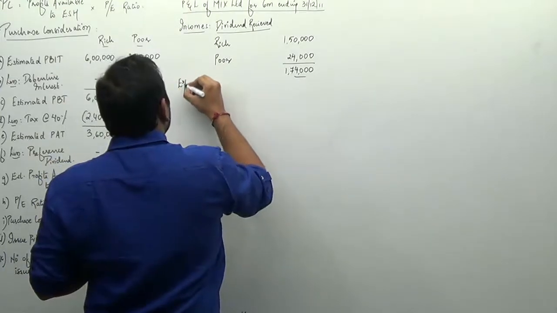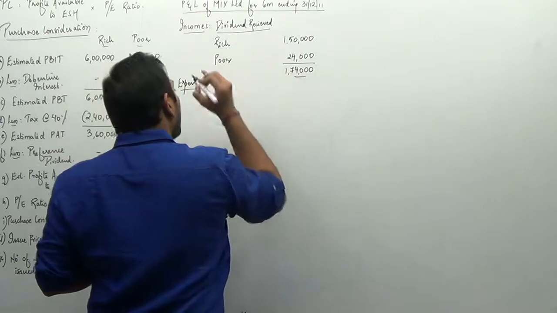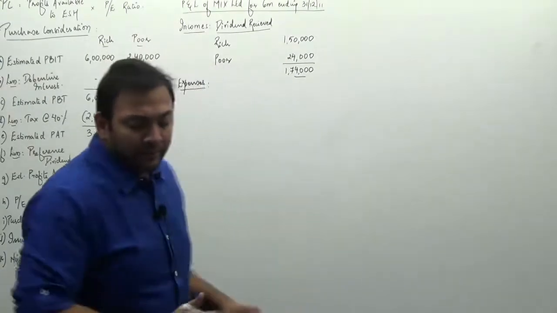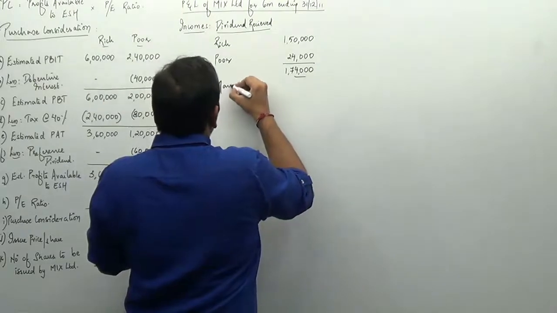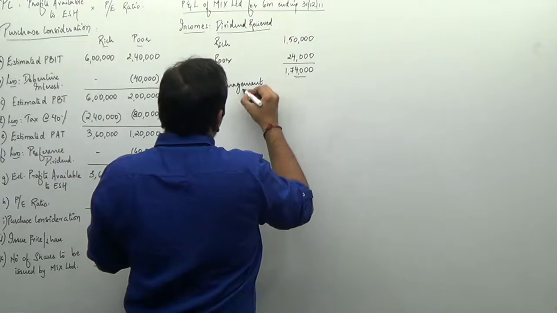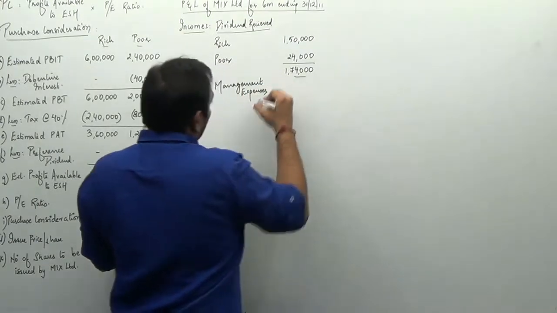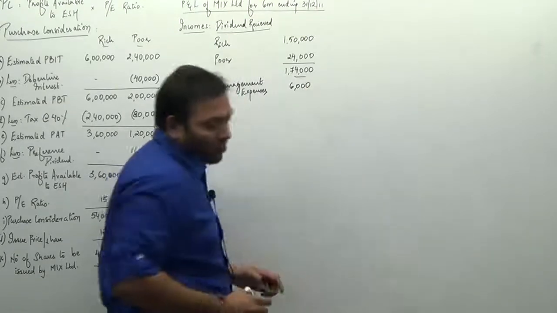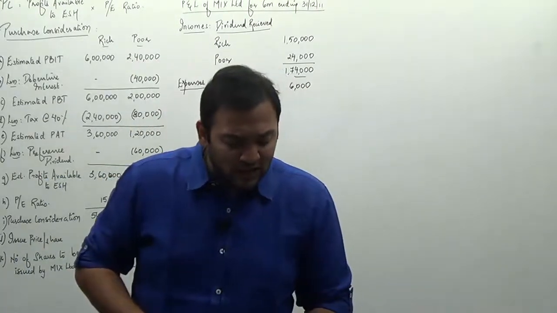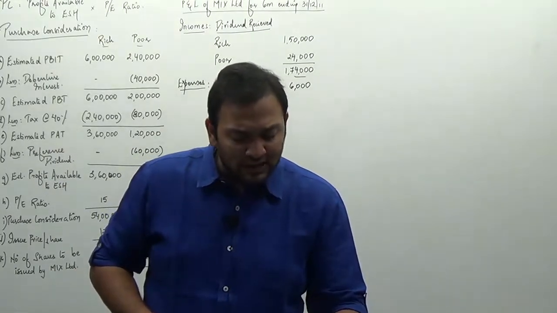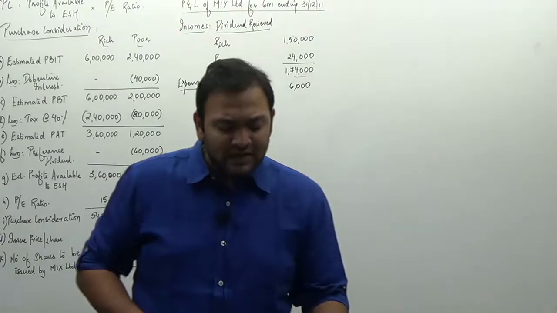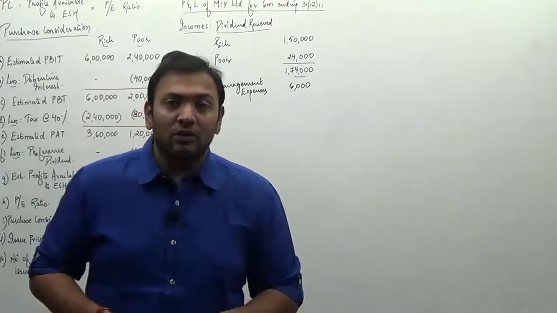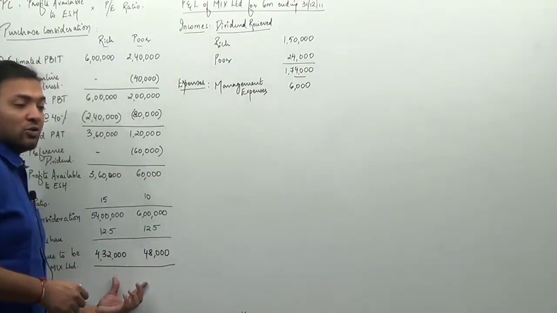Check your expenses then. I will not take preliminary expenses to P&L, but there is management expenses which should be considered as far as the P&L is concerned. My management expenses are 6,000. What else? Any other expenditure that he is paying? Nothing. Other than that, what he has is only dividends paid. He is paying dividend at the rate of 3.5%. And very clearly he said the new shares which are issued, that 60,000 additional shares, will not rank for dividend. So my dividend will be paid only on the shares which are issued to Rich and Poor.